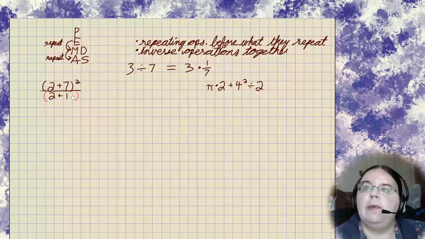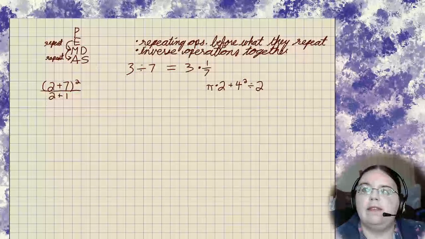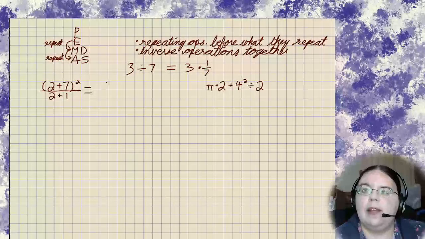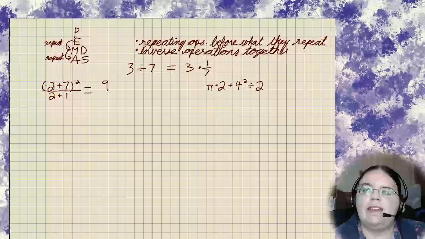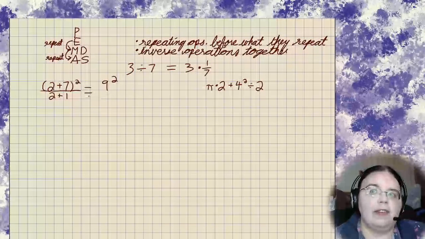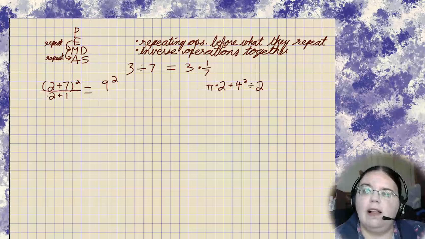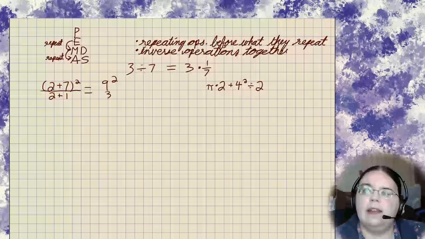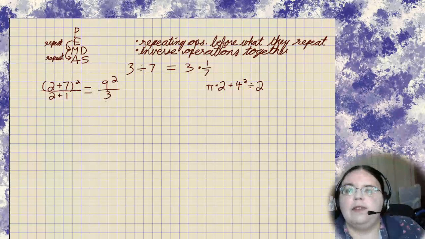So what operations do we need to do first because of grouping symbols? Well, that 2 plus 7. I know that's 9, and I'm going to go ahead and drop the parentheses now because I see that now I've got that down to a single number. That's a good time to drop parentheses. Also, that 2 plus 1 is equal to 3, so we've got 9 squared divided by 3.